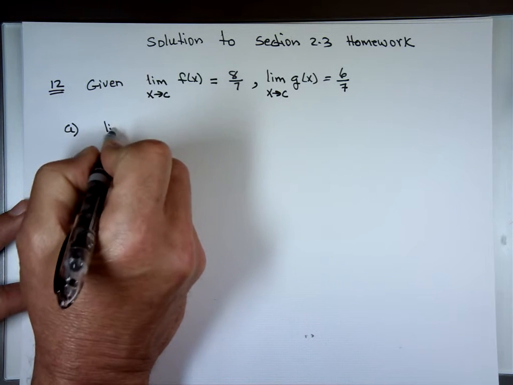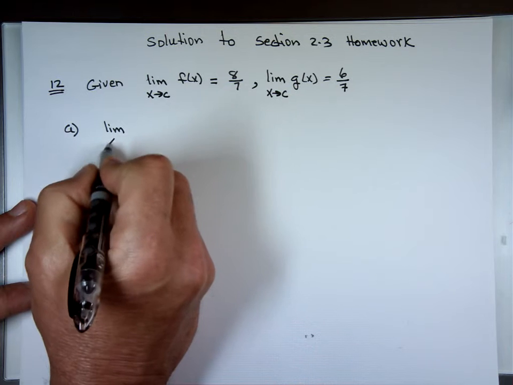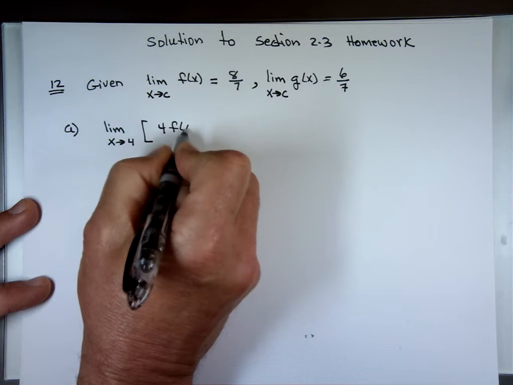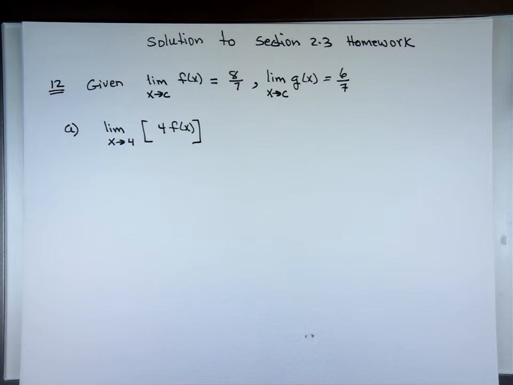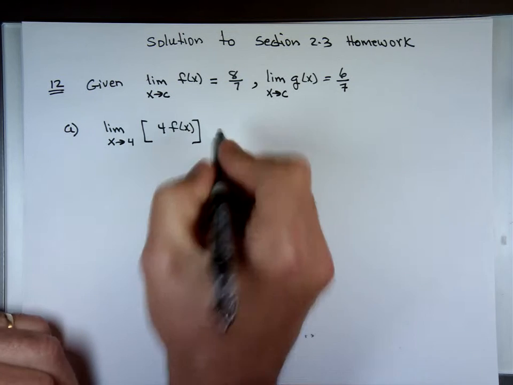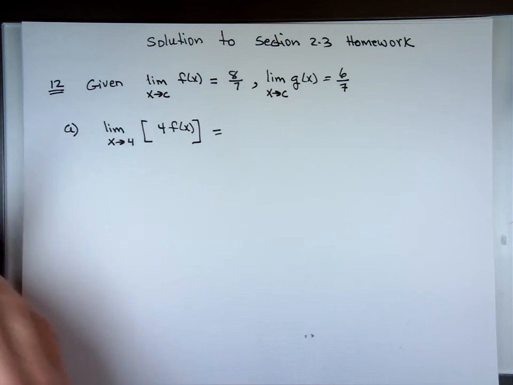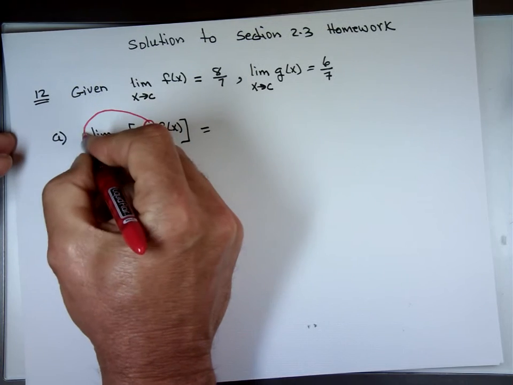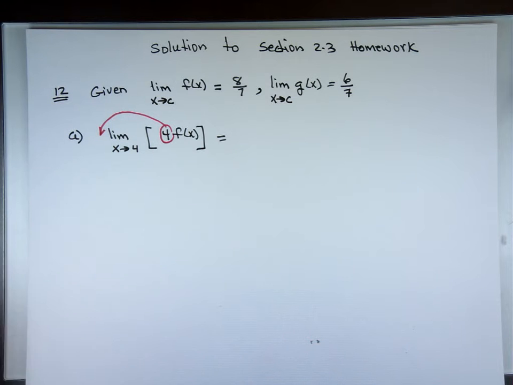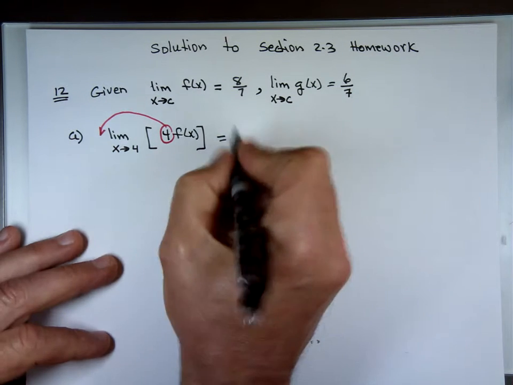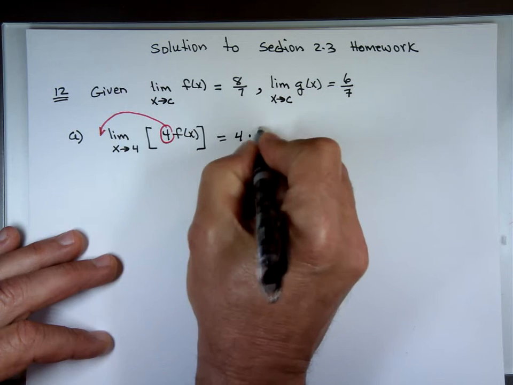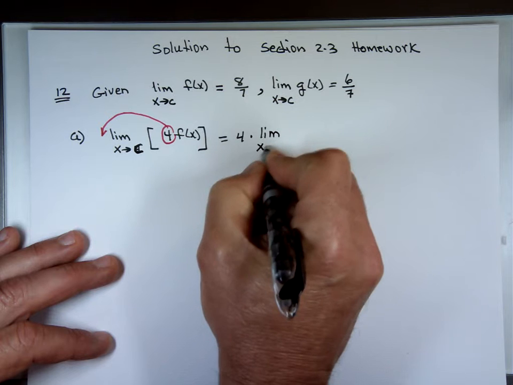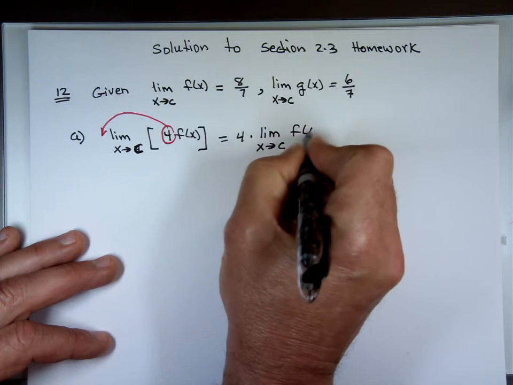Find the limit, this is just making sure you know the rules here, as x approaches c of 4 times f of x. One of the rules in our book says if you have a constant, you can take the constant and move it to the front. I can take this 4 and move it all the way here. So this becomes 4 times the limit as x approaches c of f of x.